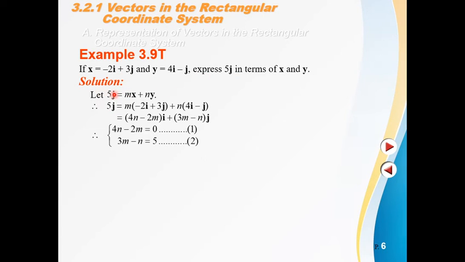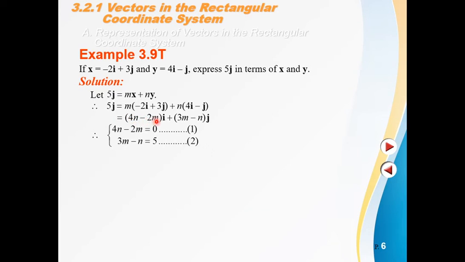We don't know what 5j is, but we can by induction say let 5j be equal to mx plus ny, where m and n are scalars. You already know that. The value of our vector x is this, we'll plug it in. The value of our vector y is this, we'll plug it in. So we add up.